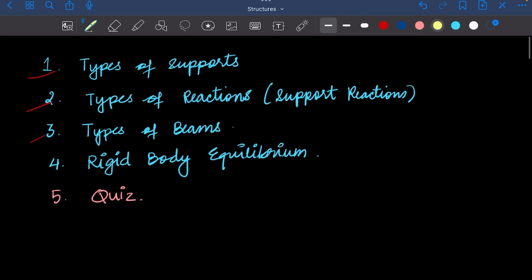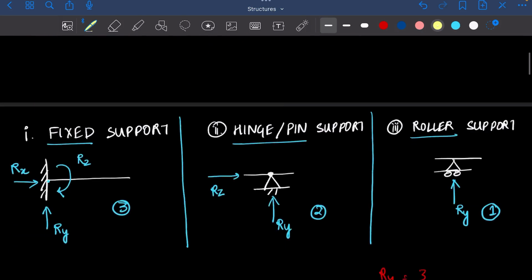Okay, so we are done with types of beams. Now, rigid body equilibrium. What does this mean?